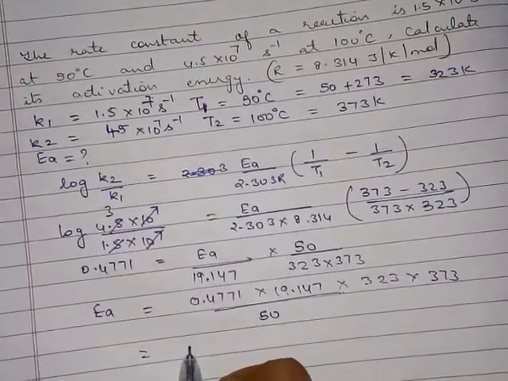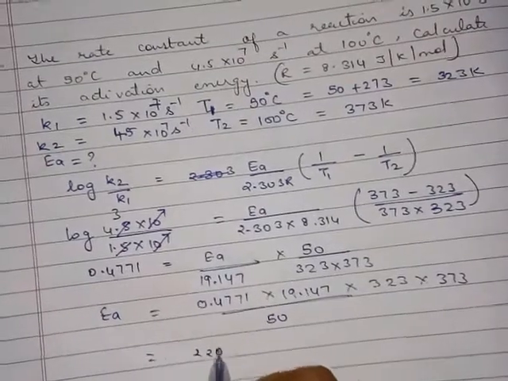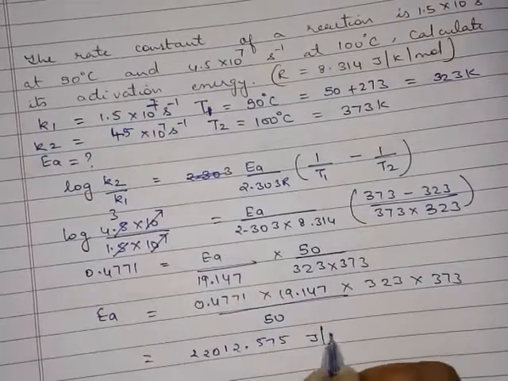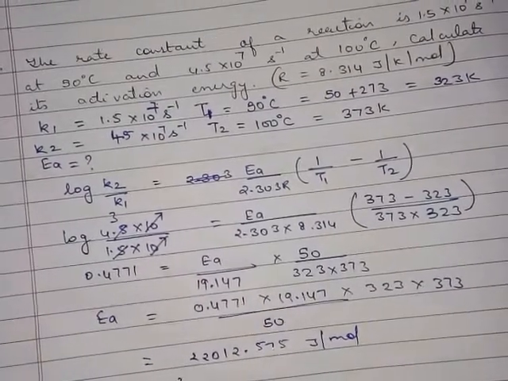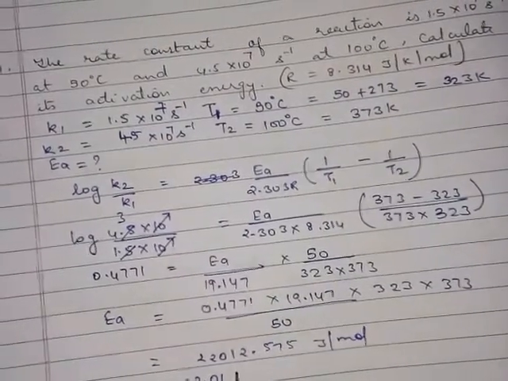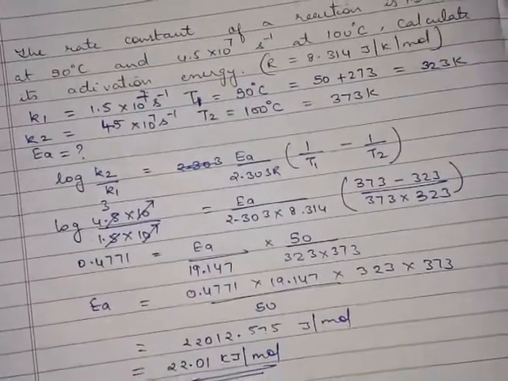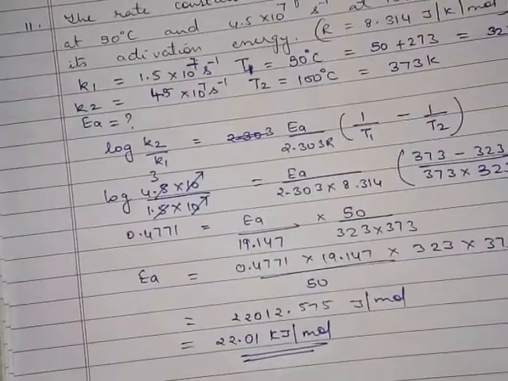So now the activation energy that we get is 22,012.575 joule per mole, or we can write 22.01 kilojoule per mole. So this is the activation energy.